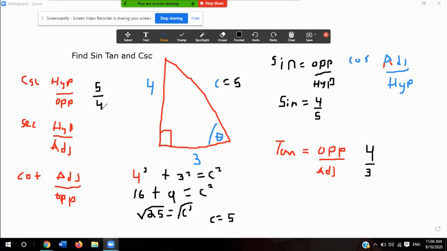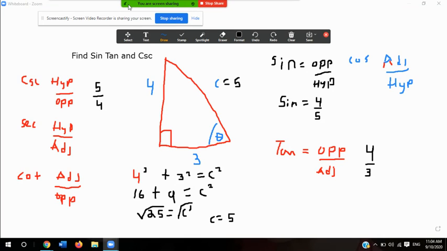Now, example number 2 says, for the given triangle, calculate the sine, the cosine, the tangent, and the secant. We're going to see that in a minute, but before we do that, I'm going to talk to you guys real quick about trigonometric identities. So that's one way of finding them.